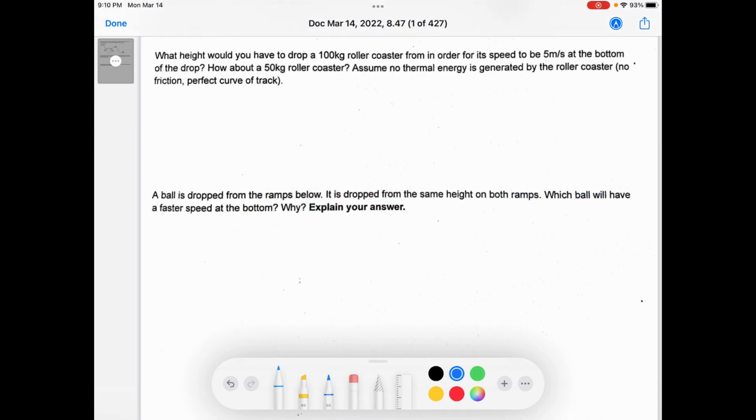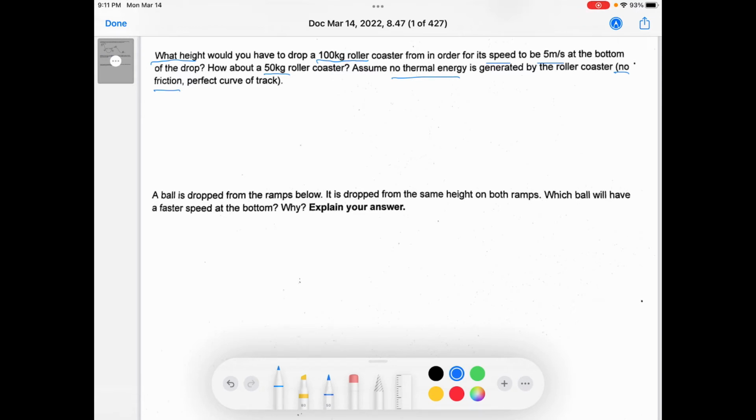All right, class, so now let's look at this problem. What height would you have to drop a 100 kilogram roller coaster from in order for its speed to be 5 meters per second at the bottom? How about a 50 kilogram roller coaster? Assume there is no thermal energy generated by the roller coaster, so no friction.